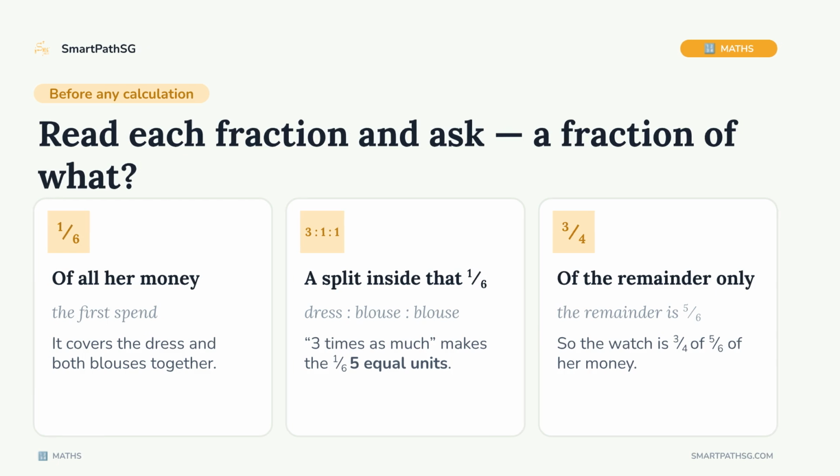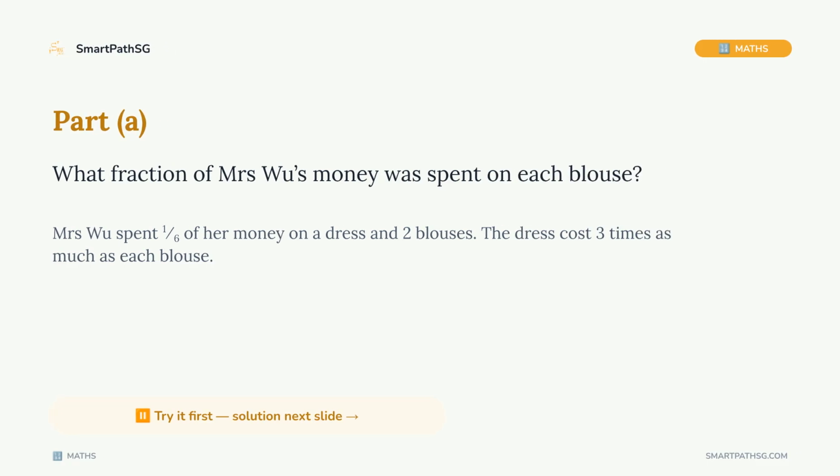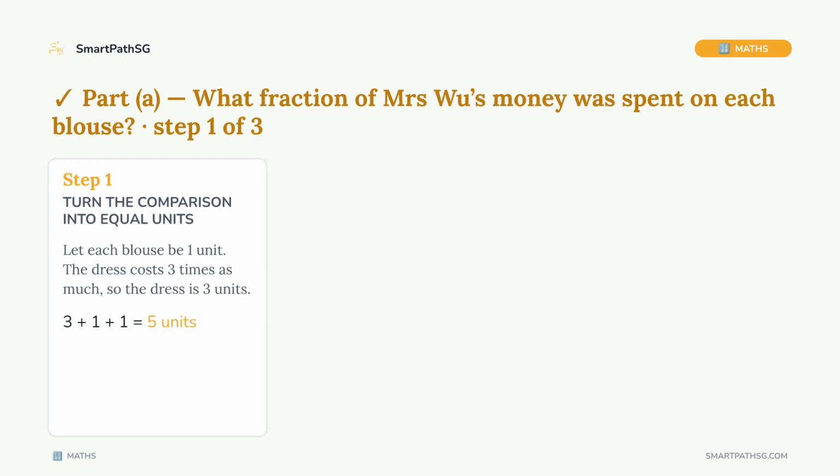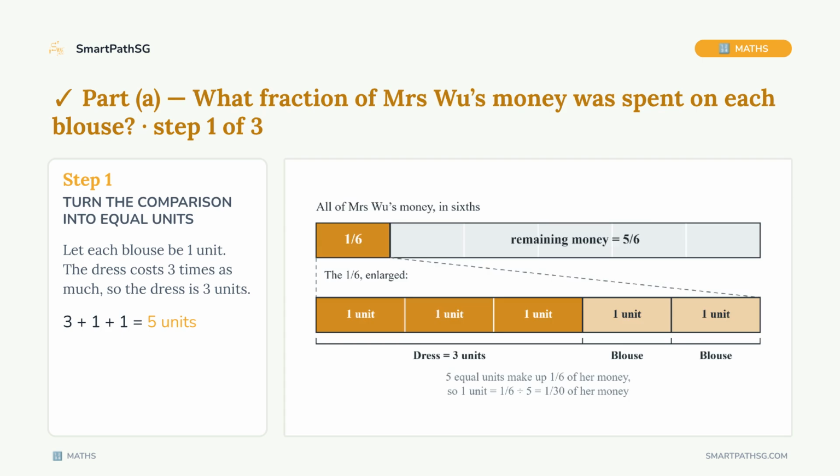Part A is worth 1 mark. What fraction of Mrs. Wu's money was spent on each blouse? Note that this question asks for a fraction, so no $ sign should come anywhere near it. Step 1. Turn the comparison into equal units, and draw a bar model to see the relationship between numbers more clearly. Let each blouse be 1 unit. The dress costs 3 times as much, so the dress is 3 units. 3 + 1 + 1 equals 5 units.